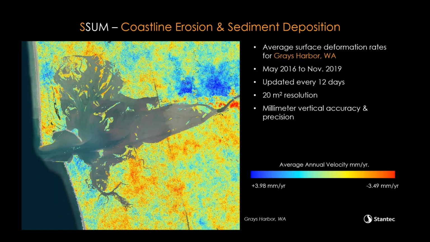Same study, just a bit further north in Grace Harbor. Every pixel there is represented by a 20 meter by 20 meter grid. And again, on that vertical axis, we have millimeter accuracy and precision.